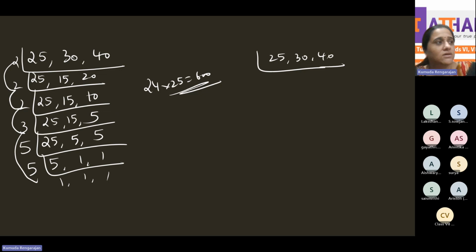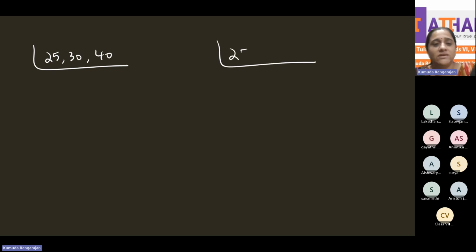For LCM, you write the three numbers. Let me do it for these three numbers, 25, 30, and 40. Now I'll tell you the difference in finding the HCF and LCM. When you're finding the HCF, whatever prime factor you write here, all these three numbers must be divisible by that prime factor.